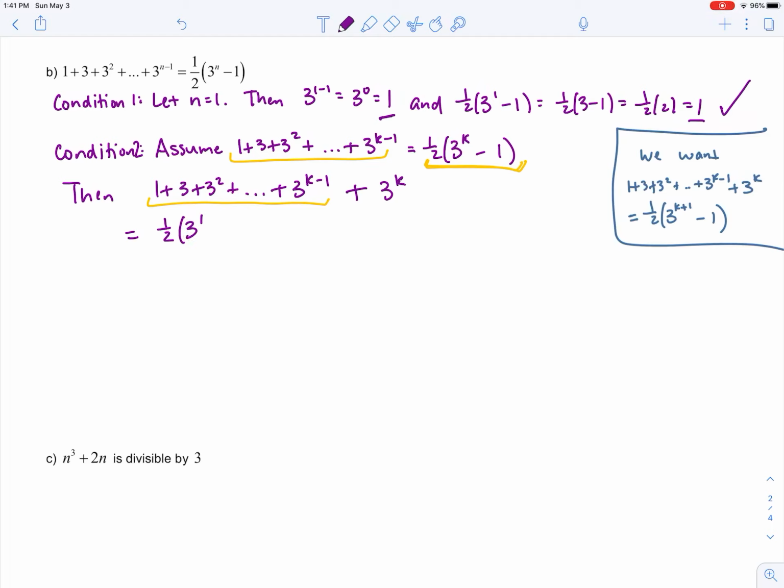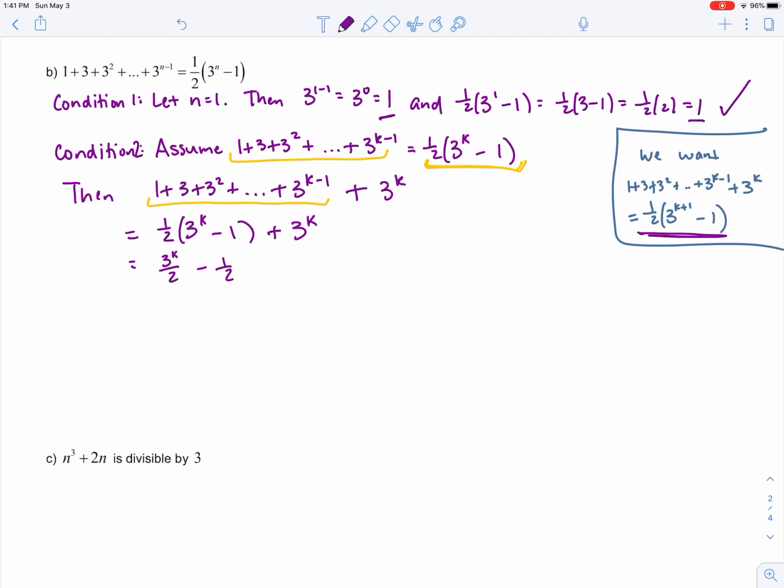So this is 1/2 times 3 to the k minus 1 plus 3 to the k. So keeping in mind what I want is over here. I want to turn what I have here into that. You can trust they are equal. You just have to be able to show it algebraically. So how can I do that? Well, first maybe get rid of the parentheses. They're kind of keeping me from combining things together. So let's do that. Let's distribute the 1/2.